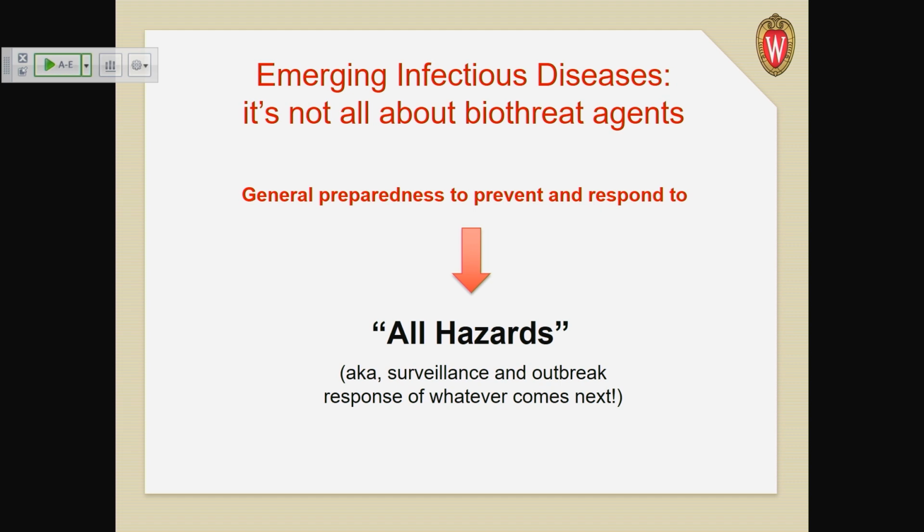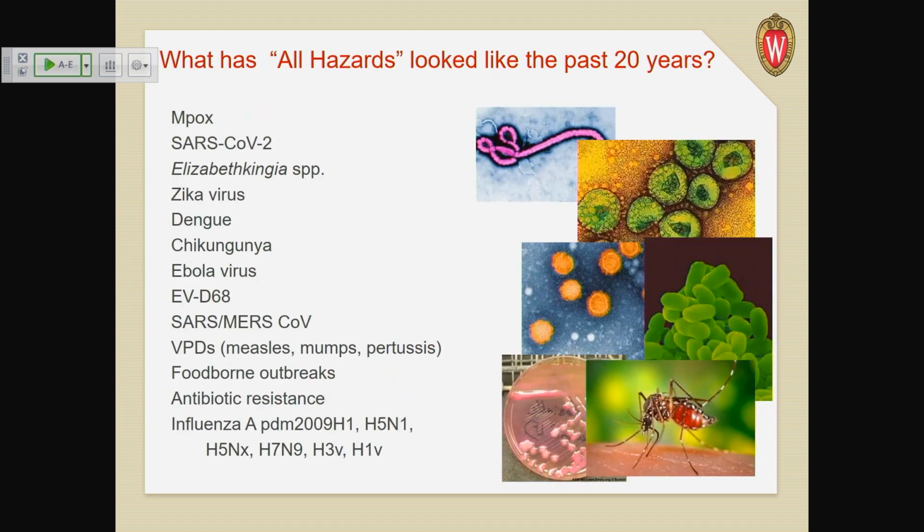And as we've seen in the past 20 or more years, there's always something coming next, particularly the past few years with Mpox and SARS-CoV-2 and other things. So here's a little bit of a laundry list of things in the past 20 years. Some of them were brand new, like SARS-CoV-2 or the Elizabethkingia, kind of recognized as a brand new outbreak there. But then some of them we deal with all the time. Antibiotic resistance, foodborne outbreaks, those VPDs, and my favorite pathogen is flu, because there's just so many different flavors of it, and it's never boring.